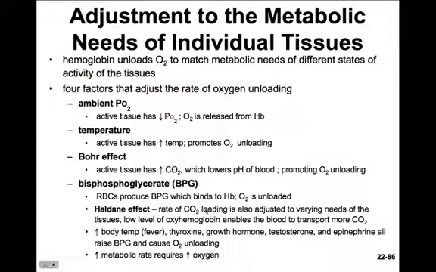So, hemoglobin doesn't unload the same amount of oxygen to all tissues. So, the utilization coefficient is often more than 22%. Each tissue has different metabolic needs and different states of activity. So, there are factors that will adjust the rate of oxygen unloading. First of all, the ambient partial pressure of oxygen.